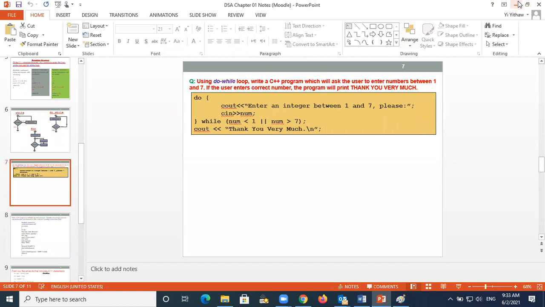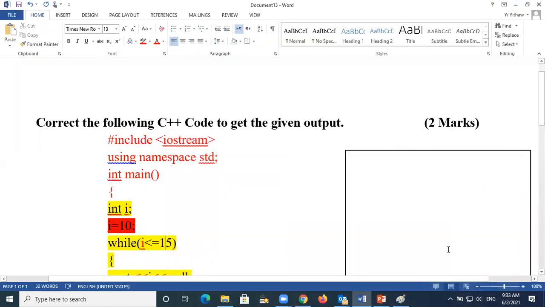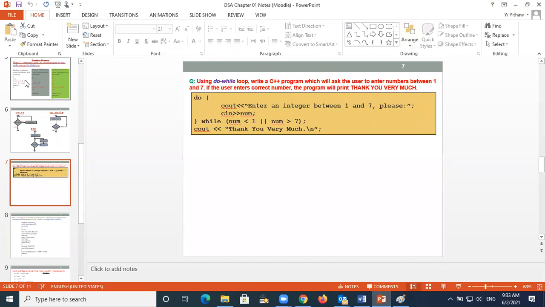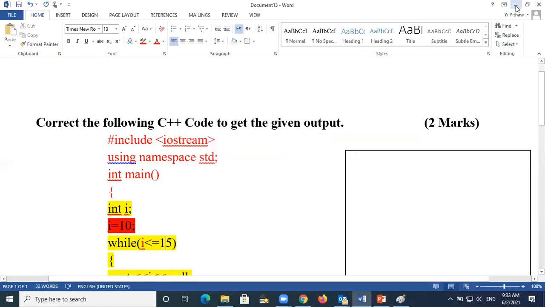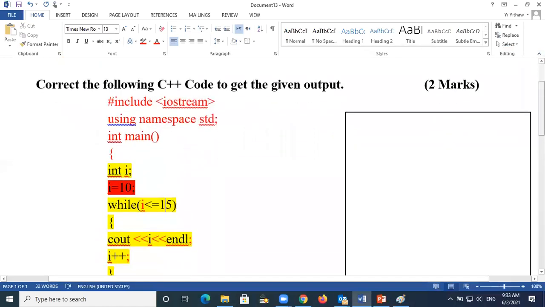Yes. The first one is 2 marks. I told you that these 2 marks will be from here. Maybe now I'm showing an example with the while. Maybe in the exam they will put do while or for loop. So just try to see the concept: whether you need to put the semicolon here, or how the cout is, and so on. It is okay, students? Yes, Miss.